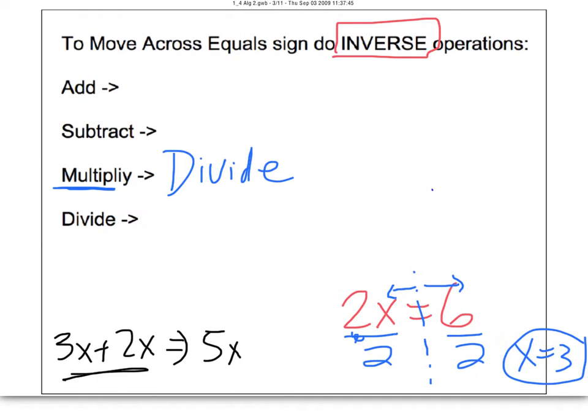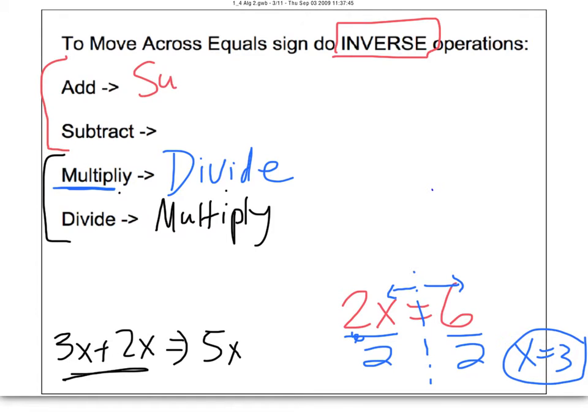So let's go back up here. If we said divide is the inverse of multiply, then if we're given division and we have to find out how to get rid of that, we would do its inverse. And the inverse of divide, again, is just multiply. Okay, add and subtract go hand in hand. If you have addition in an equation and you want to get rid of it, you subtract. If you have subtraction in an equation and you want to get rid of it, you add.